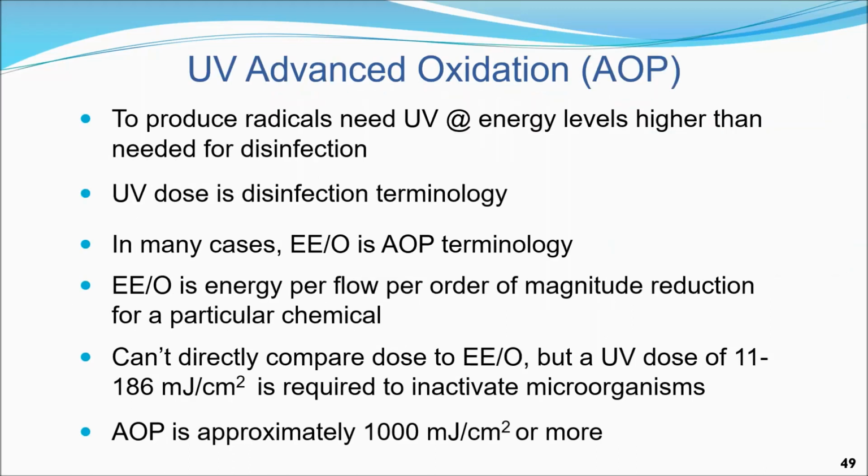So to produce radicals, you need UV at very high energy levels, higher than needed for most disinfection. So, if you look at the Long Term 2 EPA tables, you go from a dose of around 11 to 186 millijoules per centimeter squared to inactivate microorganisms. 11 is for 3 log Giardia, 12 for 3 log Cryptosporidium, 100 is for most enteroviruses in wastewater, 186 is for 4 log adenovirus.